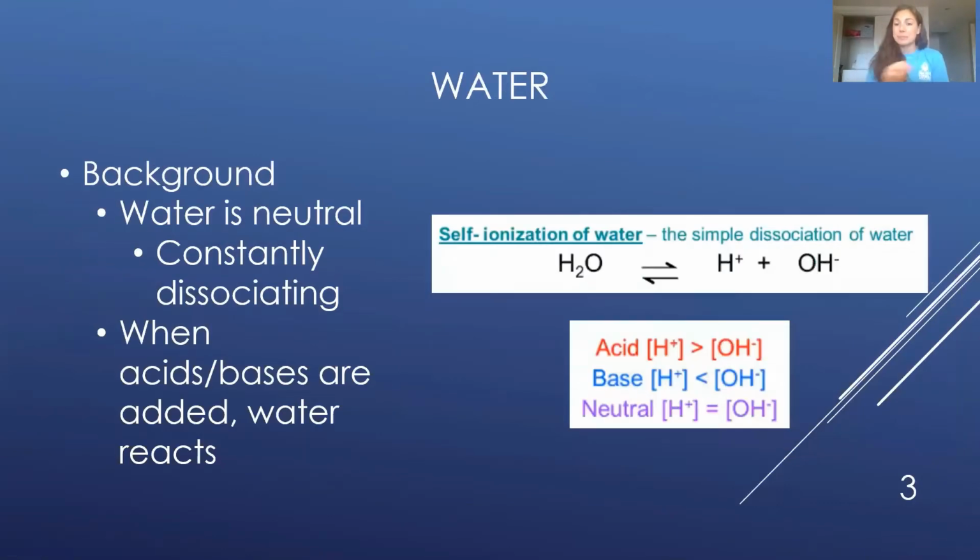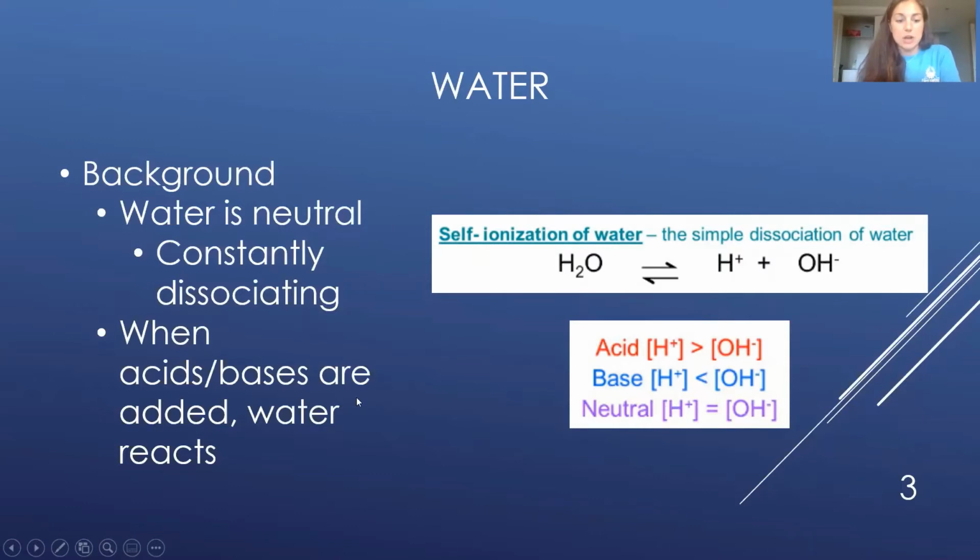So before we start our experiment, I'd like to go ahead and talk about some background on water. So water, the chemical formula is H2O, but it is constantly self-ionizing or breaking into charged particles. So here we have our hydrogen, it is H+, and then we have our hydroxide, which is OH-.